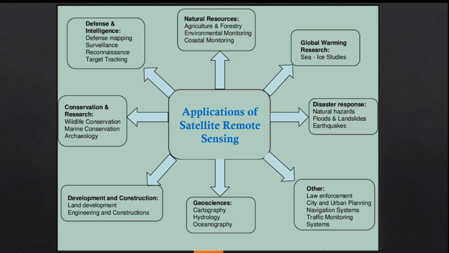There were some instances earlier when people in the financial investment field would look at Earth observation images from satellites, and they would see how many cranes are being used in a particular region to see what the economic activity is of that country. So these are some of the applications.